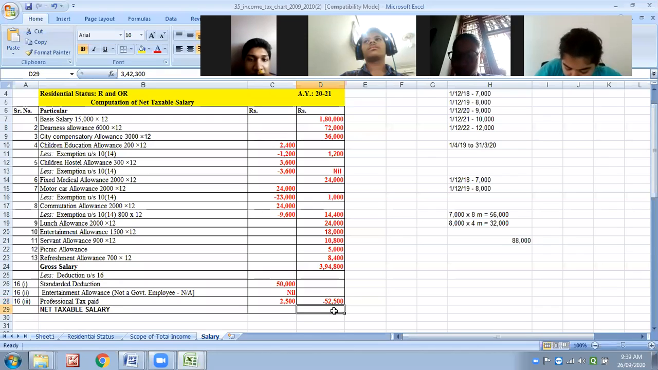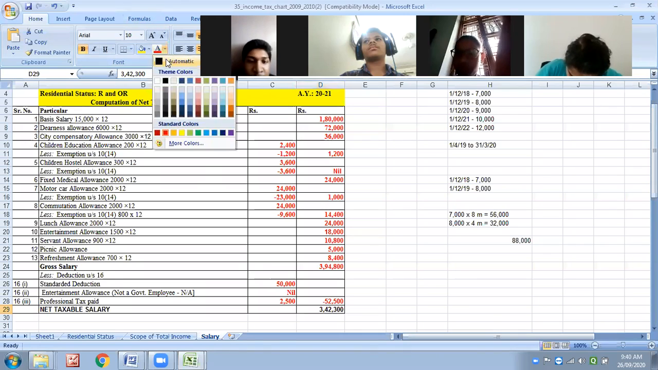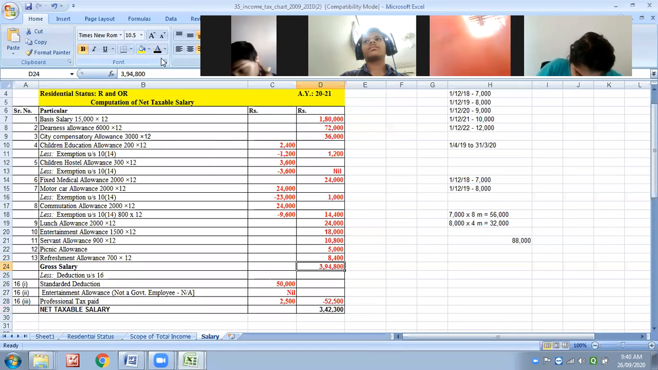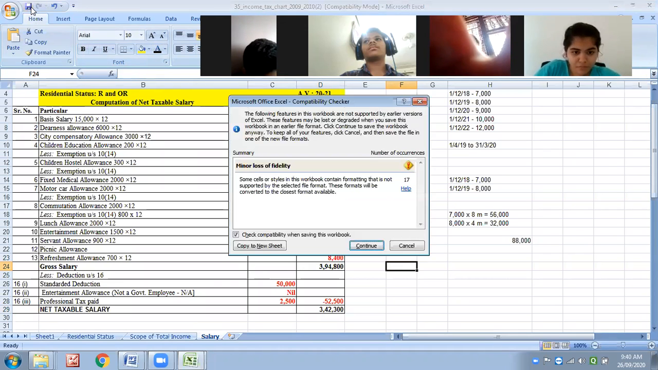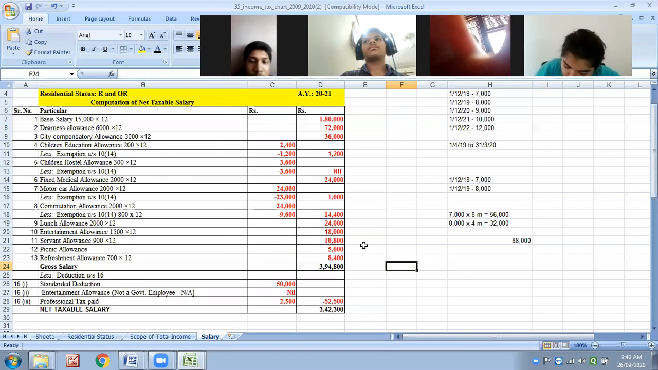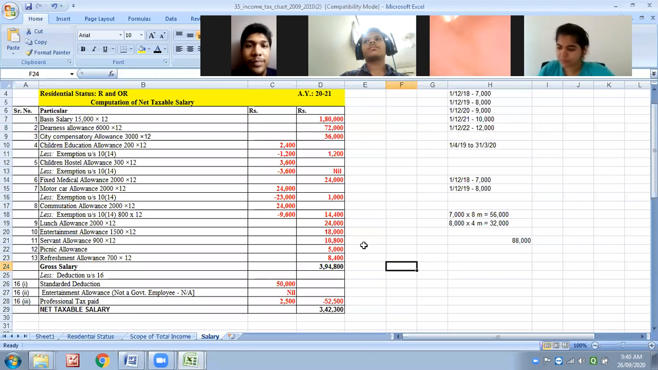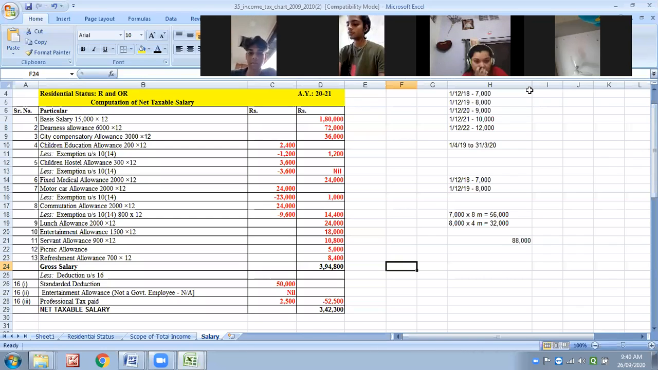So what will be net taxable salary? What was my purpose? So what will be my net taxable salary? Absolutely right. I hope you understood. Less than 1 minute is there. Please practice at home.